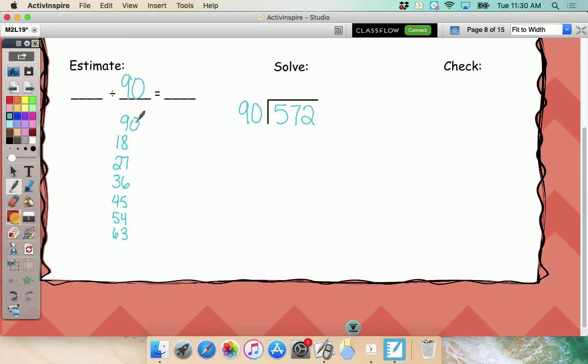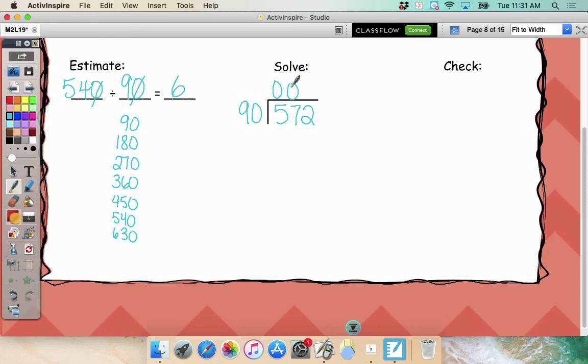Okay. Make sure you add your zeros. So which number over to the side is closest to 572? 540. So there's a couple ways I could figure this out. I could do 54 divided by 9, or I could just count 1, 2, 3, 4, 5, 6. It's still going to be the same thing. Now I've got to decide, where do I write that 6? On top of the 2. Good, you're right, on top of the 2.